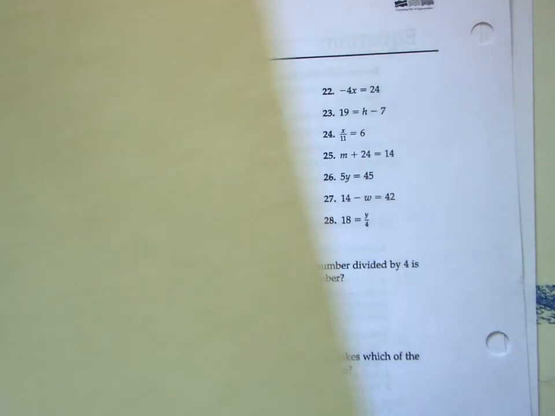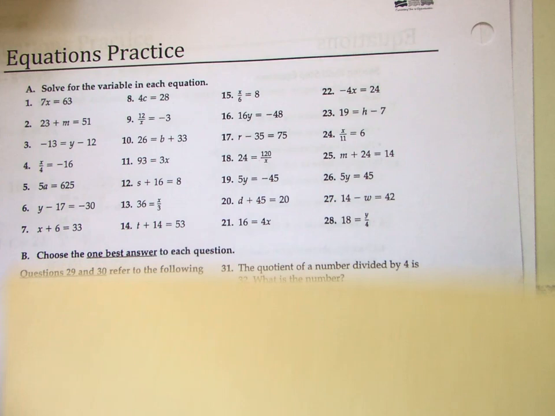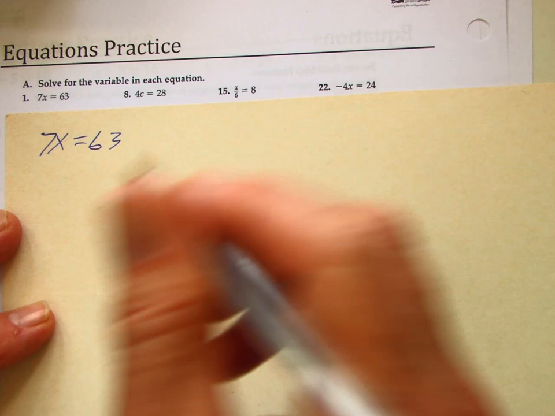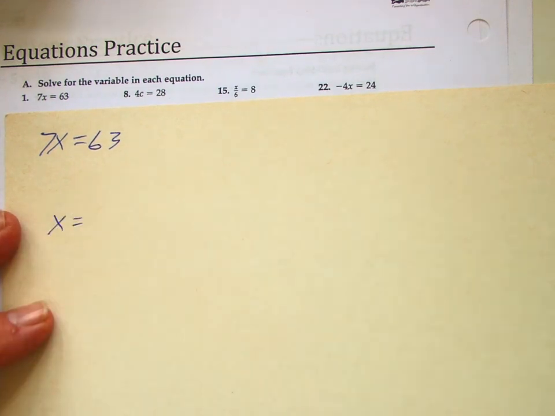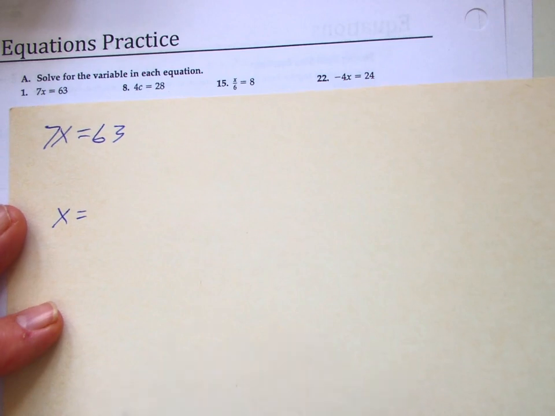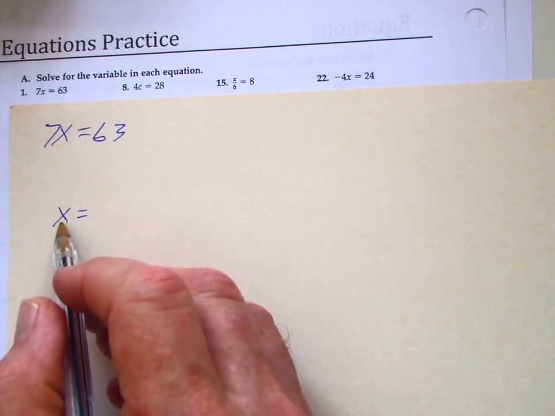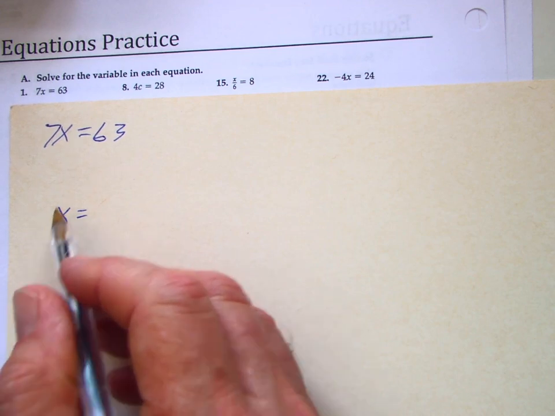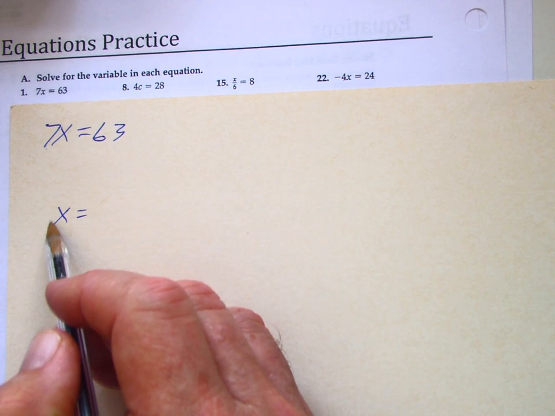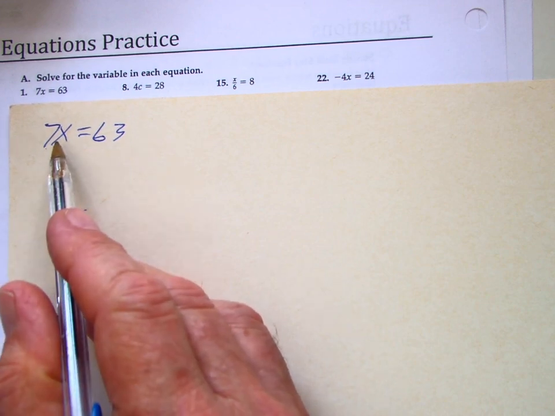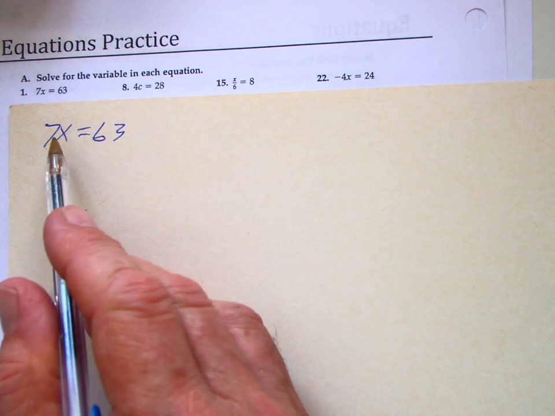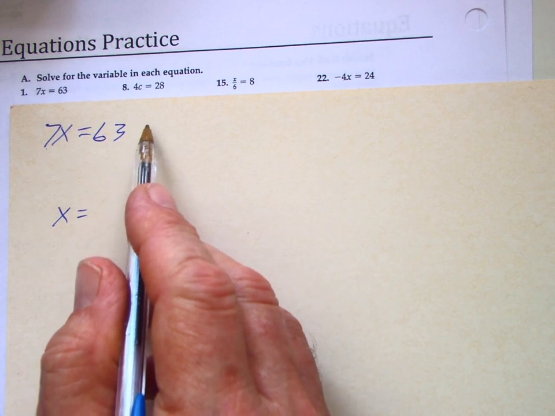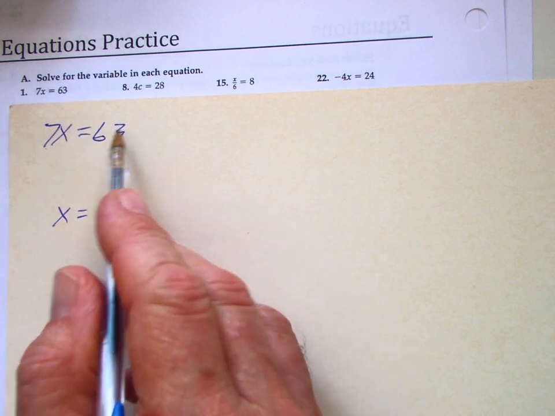Okay, I'm back. First one, 7x equals 63. Now, I want to get to where it says x equals. We want 1x. Remember, if it says x, that means 1x. So we want the 7 to turn into a 1. How do we get the 7 to turn to 1? I could subtract 6x. If I get 7x and subtract 6x, that'll give me x. But then I'm going to get 6x on the other side, because whatever you do to one side, you have to do to the other.